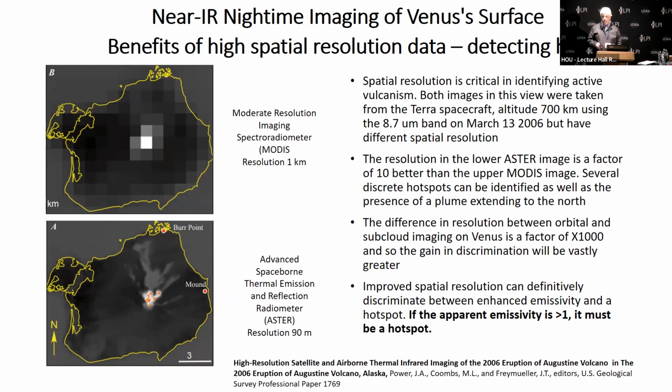These are a couple of images taken at different resolutions of Augustine Island in Alaska. The upper one has a resolution of 1 kilometer. The lower one has a resolution of 100 meters. And you can see on the upper one, it looks like a fuzzy blob. Maybe it's an enhanced emissivity, but you can't really tell what's going on. Factor of 10 resolution breaks that up into individual spots, so you know those are active sources of volcanic activity.